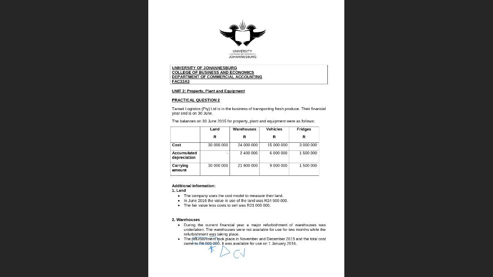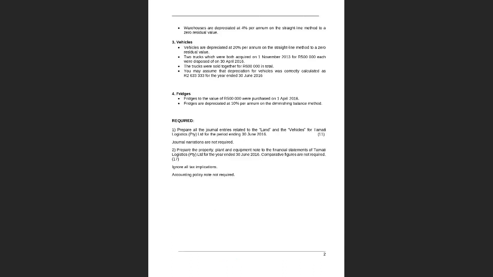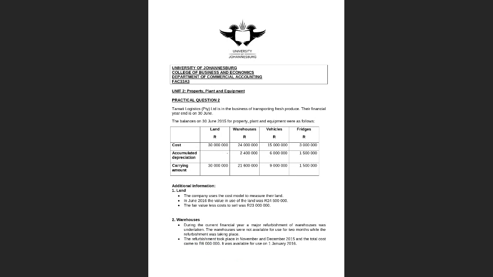Okay, guys, you will notice for the warehouse that we don't have a purchase date. They didn't tell us when we bought these warehouses. The only information we have, on the next page, is that the warehouses are depreciated at 4% per annum on a straight line method. There's no residual value. And then if we go back to the first page, we have the cost price of the warehouses.